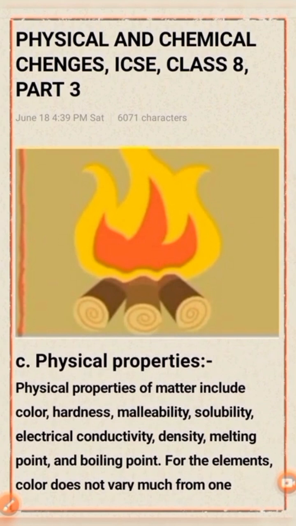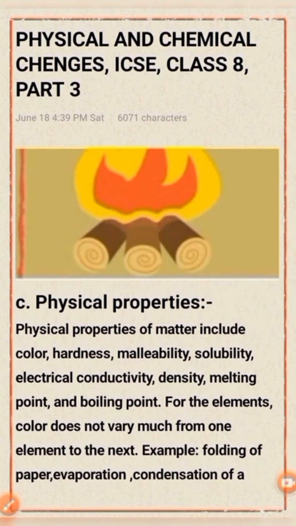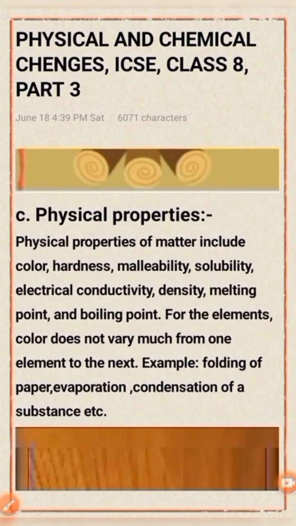Next, physical properties. Physical properties of matter include color, hardness, malleability, solubility, electrical conductivity, density, melting point, and boiling point. For the elements, color does not vary much from one element to the next. Example, folding of paper, evaporation, condensation of a substance, etc.